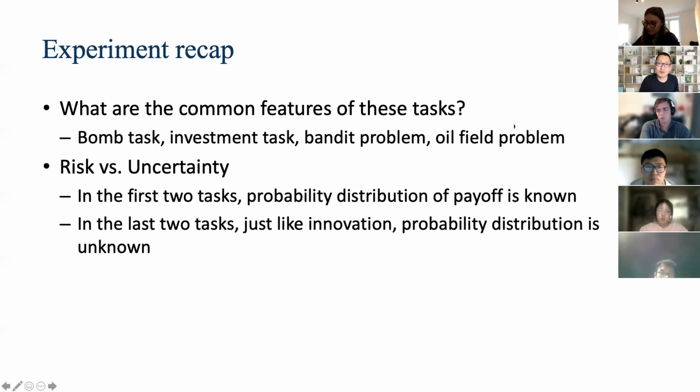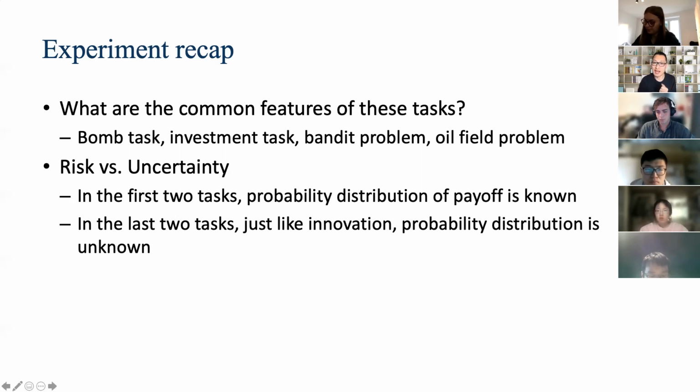Well, for the last two problems, the bandit problem and the oil field problem, there is a lot of uncertainty, right? So here, uncertainty is different than risk. In the first two tasks, there is a risk involved, meaning that you know the distribution and you will be able to maximize your expected payoff if you want, because you know the payoff follows a certain distribution. You can do some calculation, right? Even though there is some randomness involved, you have enough information.